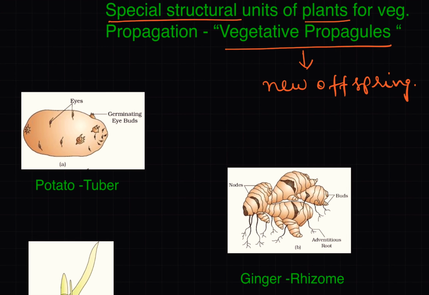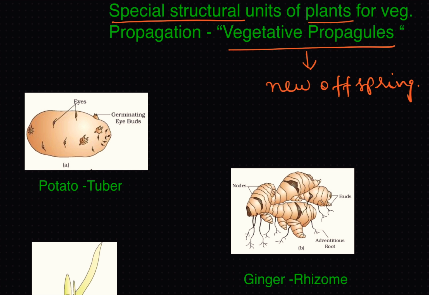We will take the example of potato. Potato has a modified stem called tuber. Now, if you look at the tuber, on the tuber you have structures called eyes, and from each eye a new plantlet can be produced, right. That means this eye is the vegetative propagule which is giving rise to a new offspring.